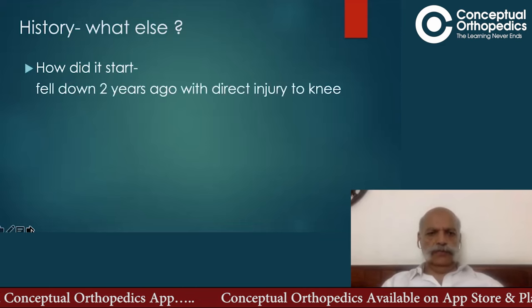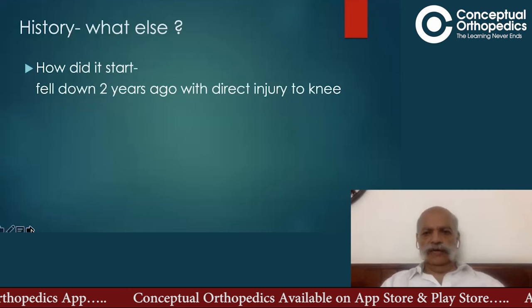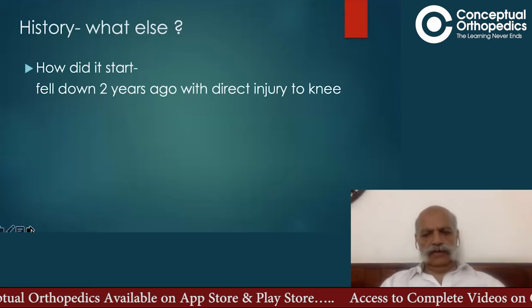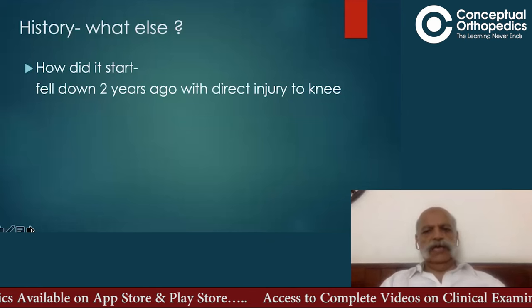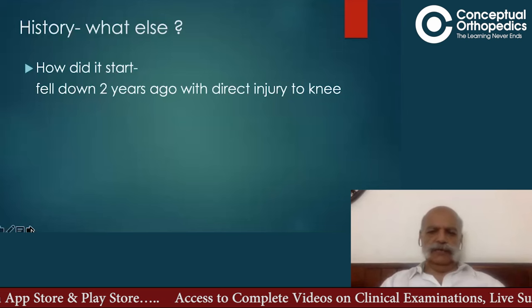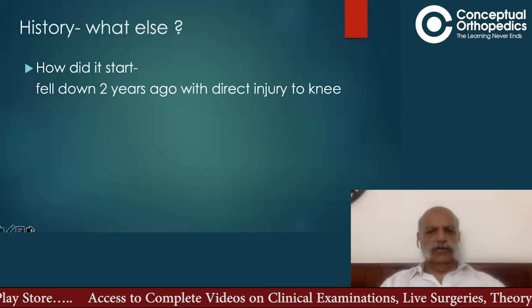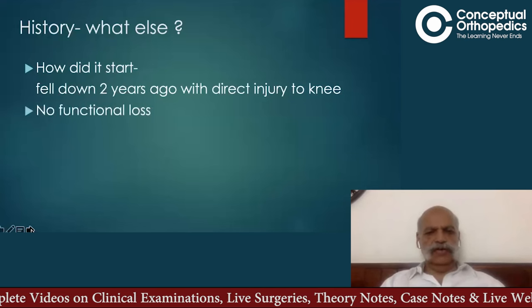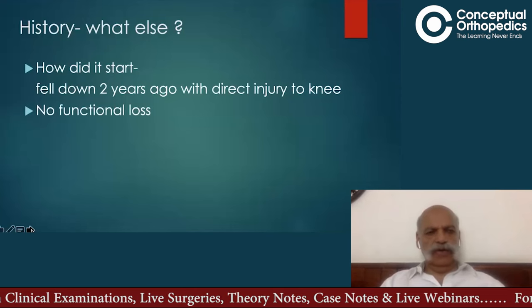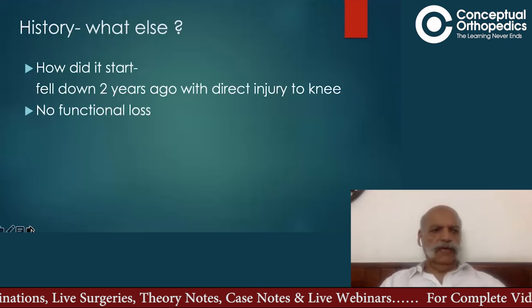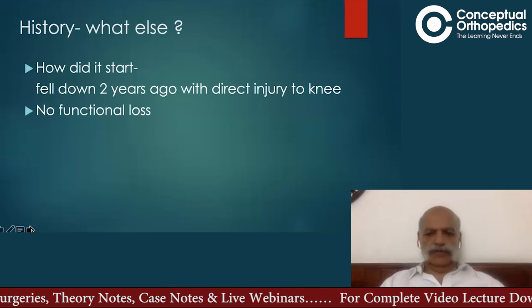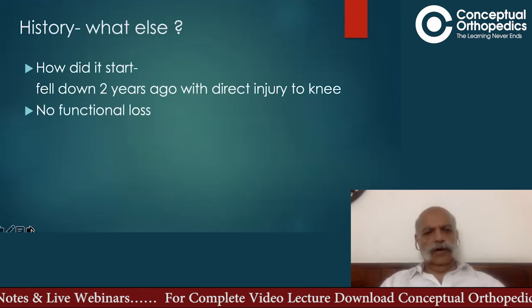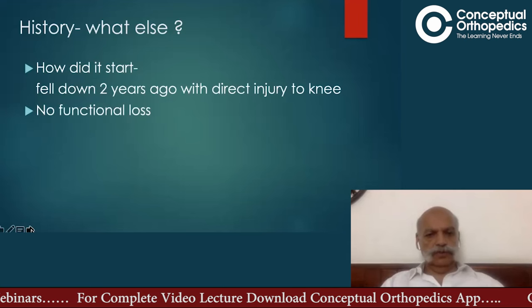So this patient fell down 2 years ago and there was no direct injury to the knee. I had closely questioned him. To one of the residents, he did say that there was a direct injury, but when I talked to him, he said there was no direct injury to the knee. There was no functional loss. So your question, was there any instability? He said I'm walking, I'm running, I'm doing all sorts of my daily activity, and there was no functional loss. So there was no instability which could accrue out of the episode of falling down, which was 2 years ago.